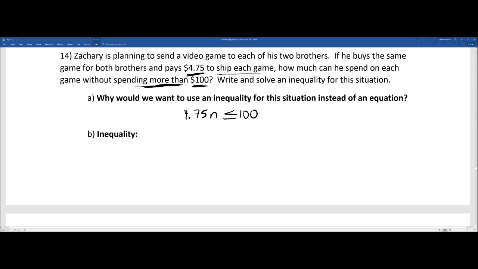So this is the inequality I just wrote. This is the rate of how much it costs per game. And he can spend $100, but he can't go over it. So that's why it's less than or equal to.